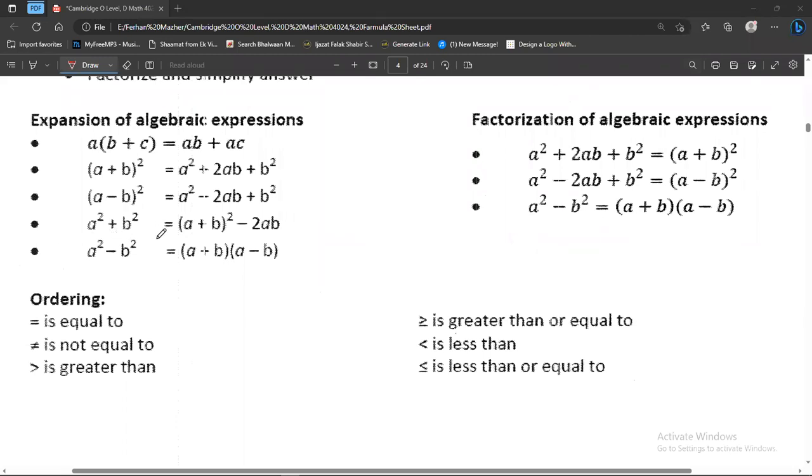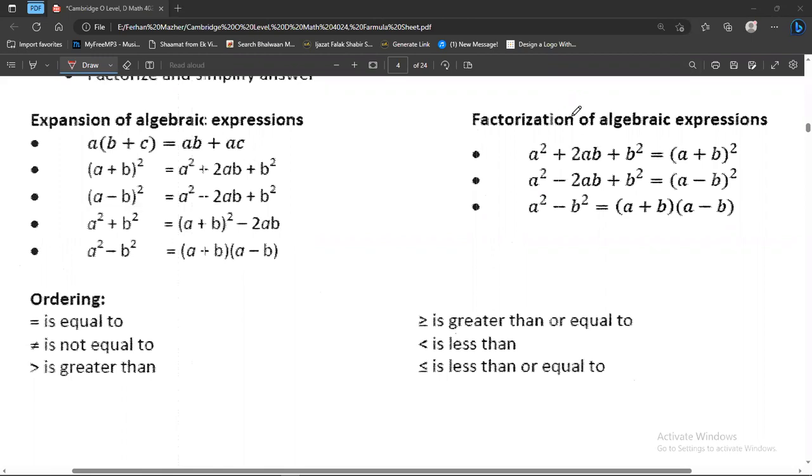So a square plus b square is equal to (a plus b) whole square minus 2ab. Remember this formula: a square minus b square. This is a difference of two perfect squares, or a negative between two perfect squares, and that can be written as (a plus b) into (a minus b).